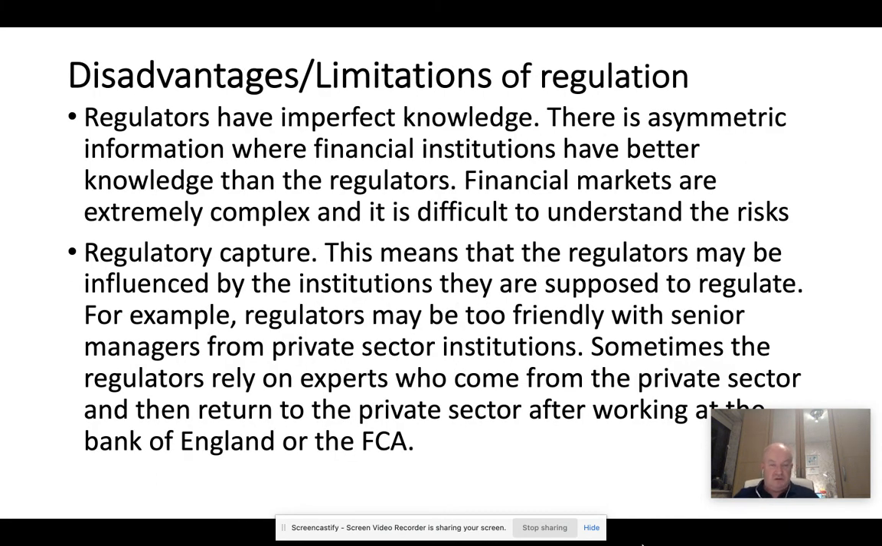So those are some of the advantages, some of the disadvantages or limitations of regulation. Well, clearly, regulators in this instance have imperfect information. If we've got asymmetric information, then in some cases, if you take financial markets as an example, very, very complicated to understand and very risky at times in order to understand what that process is all about. And you can also get this issue of regulatory capture, which essentially means that regulators may be influenced by the institutions they're supposed to regulate.